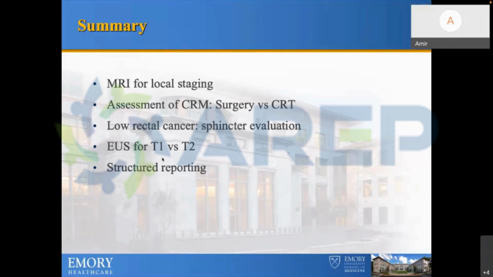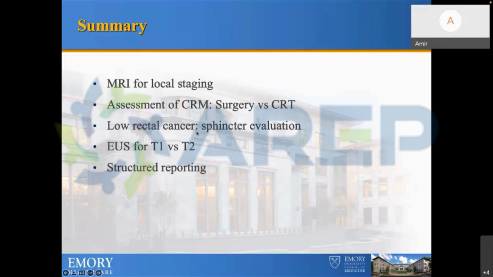Basically, the surgeon wants to know if the line of resection is infiltrated by tumor or not. And if there's a chance that the CRM is infiltrated by tumor, they're going to proceed with CRT as opposed to surgery. So your role as a radiologist is to assess the circumferential resection margin, or basically mesorectal fascia.